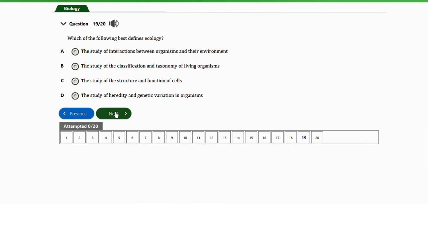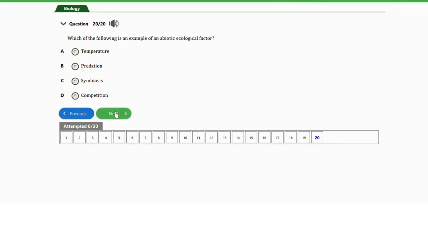Which of the following best defines ecology? A, the study of interaction between organisms and their environment. B, the study of the classification and taxonomy of living organisms. C, the study of the structure and function of cells. D, the study of heredity and genetic variation in organisms. So guys, the answer to this question, like you should have guessed already, is option A, and that's the study of interaction between organisms and their environments.